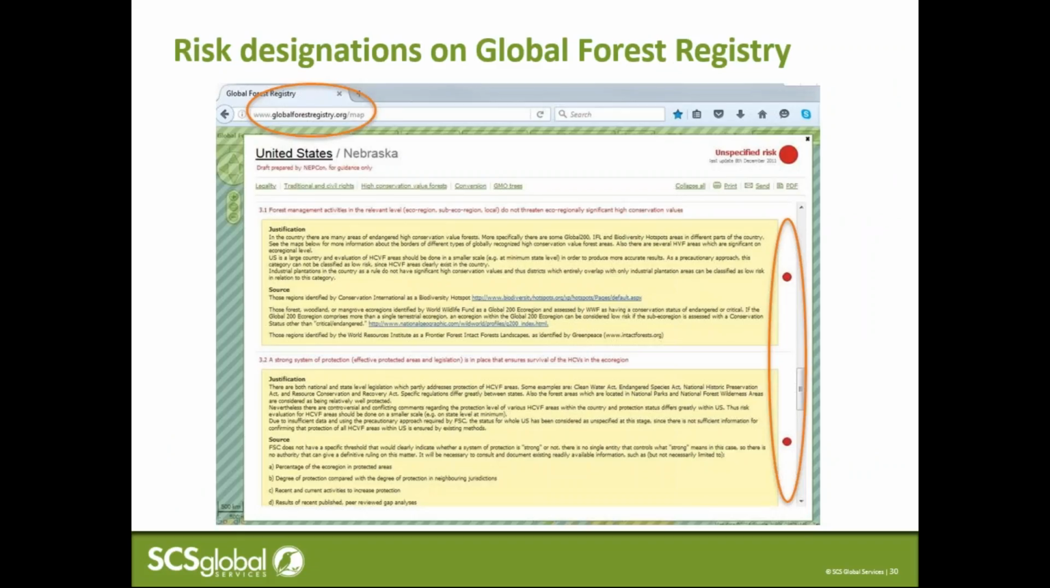Okay, here's a screenshot from the Global Forest Registry website, which you are already familiar with. Here we have just pointed out the risk designations on the Global Forest Registry for Category 3 in the United States, which, along with the risk designations for the other categories, will need to be reflected in your updated simplified risk assessment.